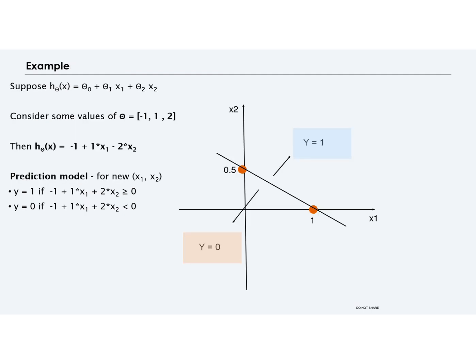So here's another example. Suppose h theta x equals minus 1 plus x1 plus 2 x2. This equation uses three parameters, theta 0, theta 1, and theta 2, which are minus 1, 1, and 2, respectively. When we input new values for x1 and x2 and apply the sigmoid function, the model calculates a result. If the result is 0 or more, we predict y equals 1. If it's less than 0, we predict y equals 0. This decision rule helps classify new data points based on their features x1 and x2. Understanding these predictions is crucial for making informed decisions with data.